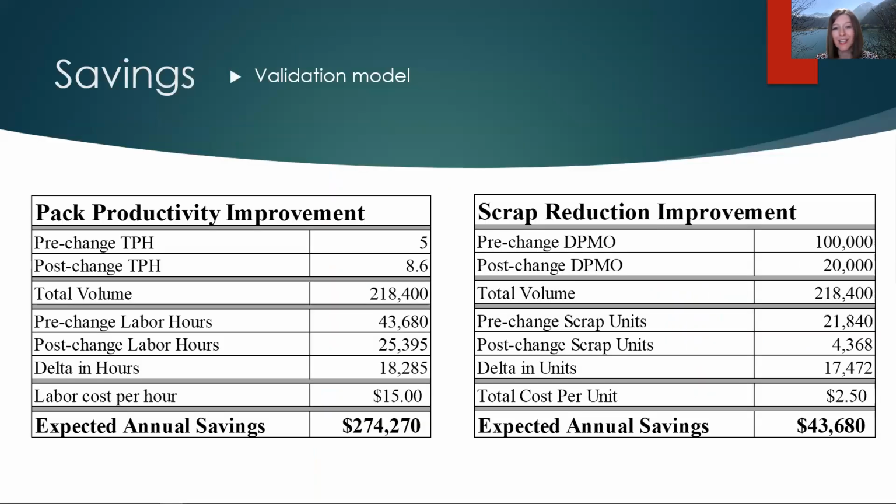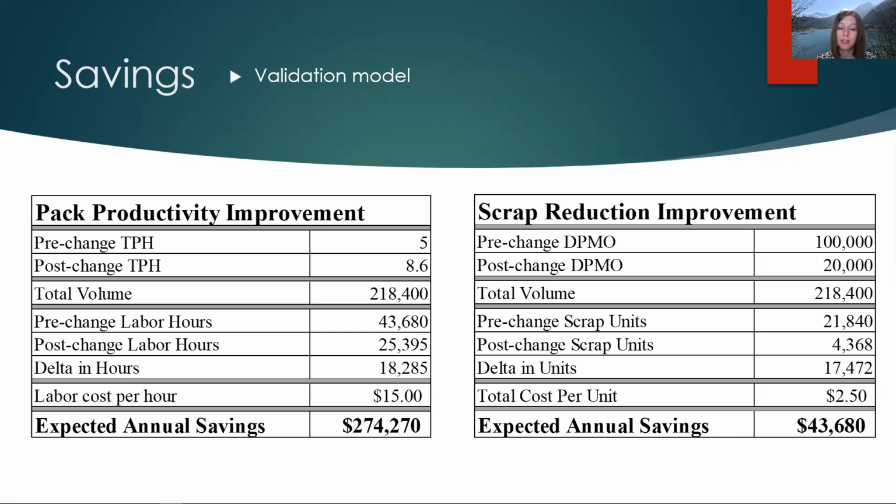Finally, you get to see the savings that have resulted from these changes or will result from these changes once we make them. So you can see with these implementations, we will improve our TPH from 5 up to 8.6, which really results in huge labor savings that we are expecting, as well as these process improvements will allow us to decrease the amount of scrap. So we'll have less cold sandwiches and less returns.